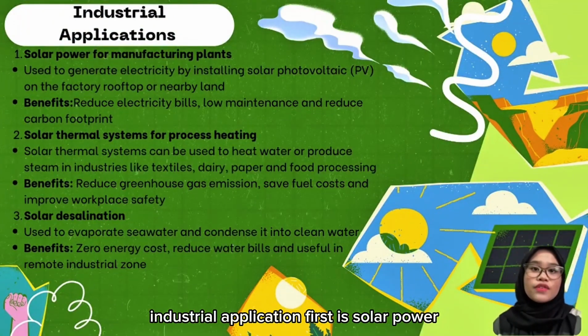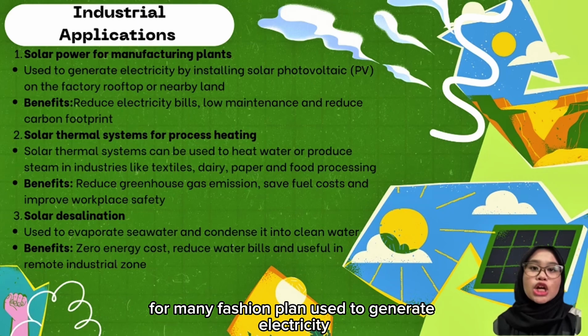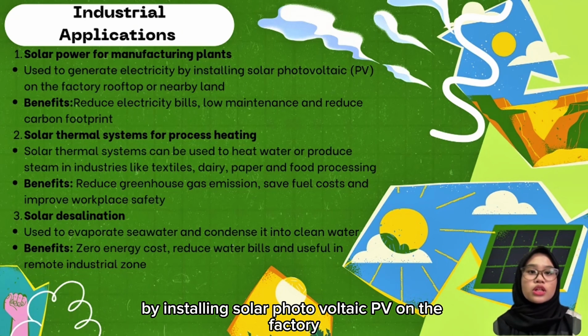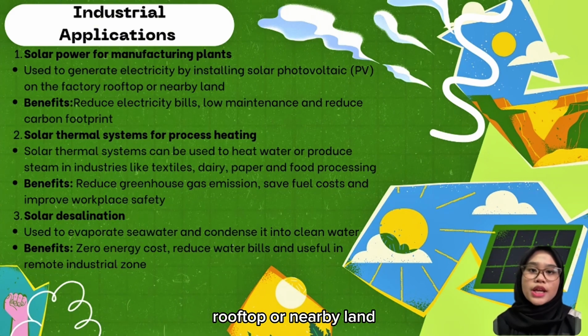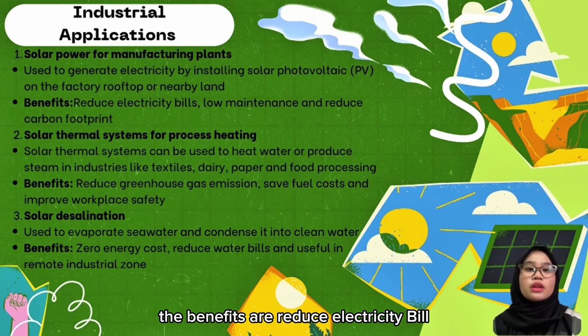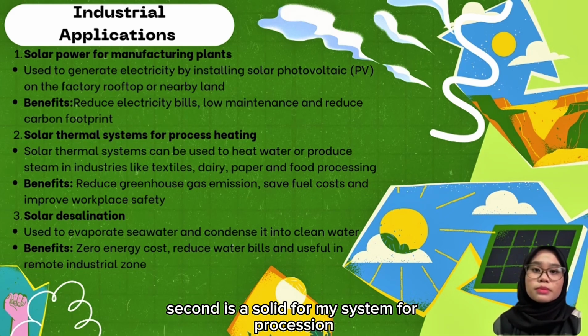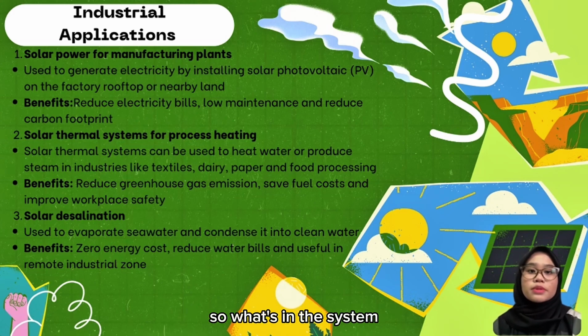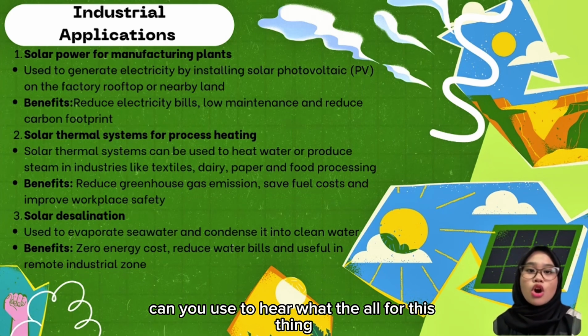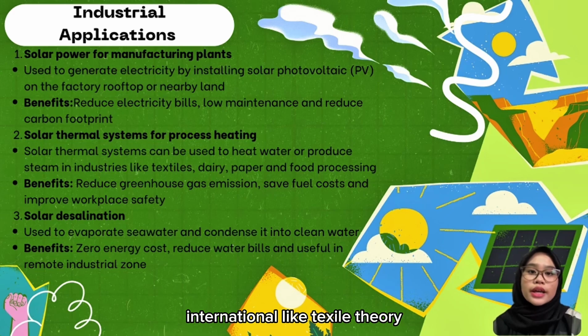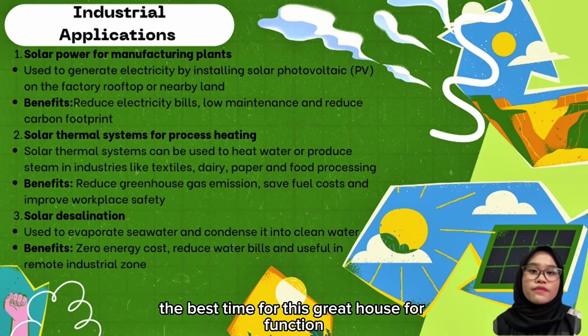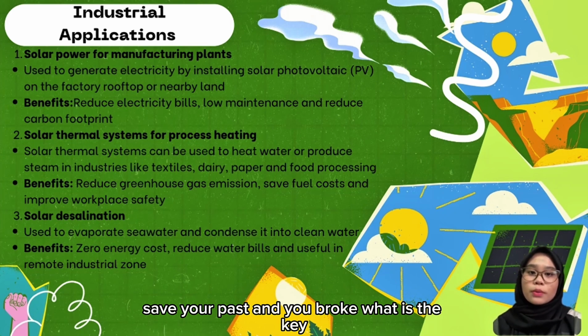Industrial application. First is solar power for manufacturing plant, used to generate electricity by installing solar photovoltaic PV on the factory rooftop or nearby land. The benefits are reduced electricity bills, low maintenance, and reduced carbon footprint. Second is solar thermal system for process heating. Solar thermal system can be used to heat water or produce steam in industries like textile, dairy, paper, and food processing. The benefits are reduced greenhouse gas emission, save fuel costs, and improve workplace safety.